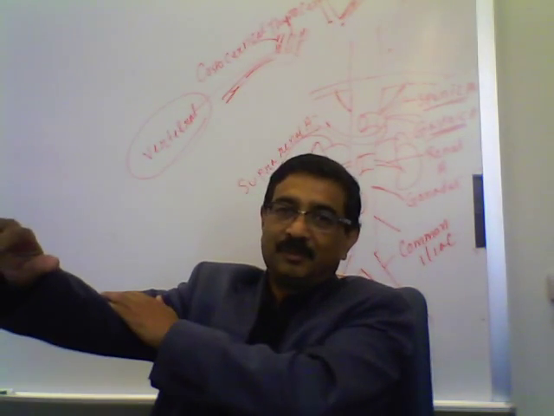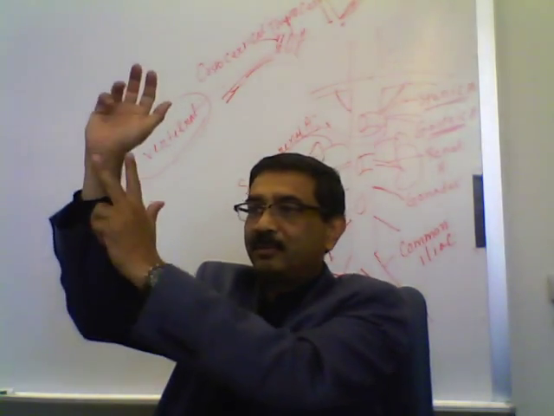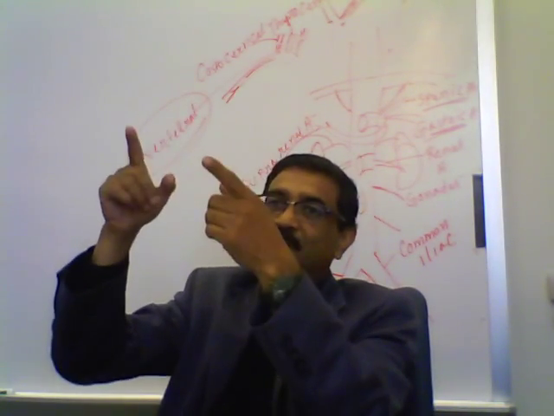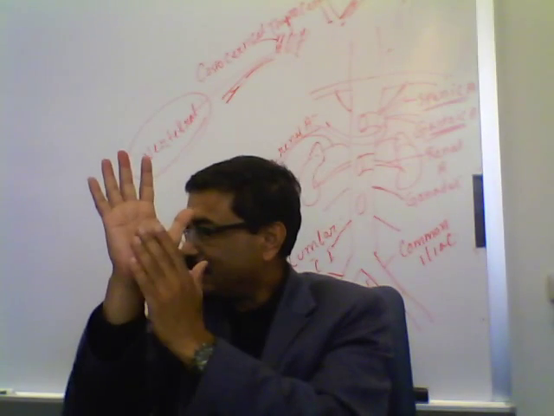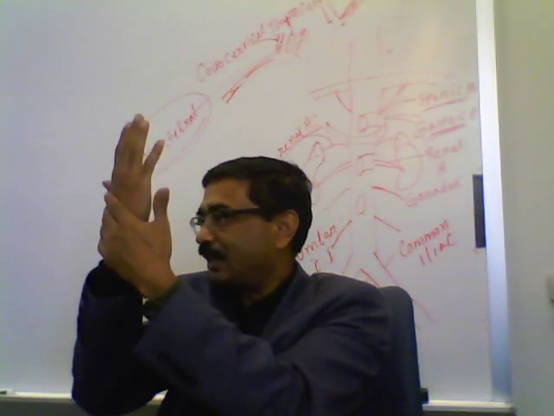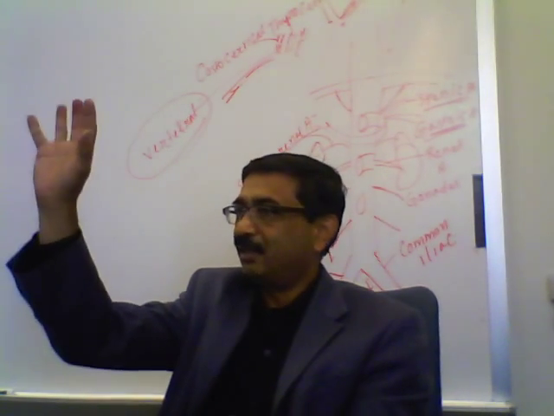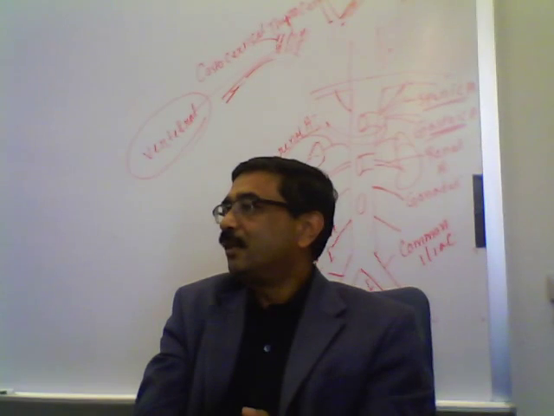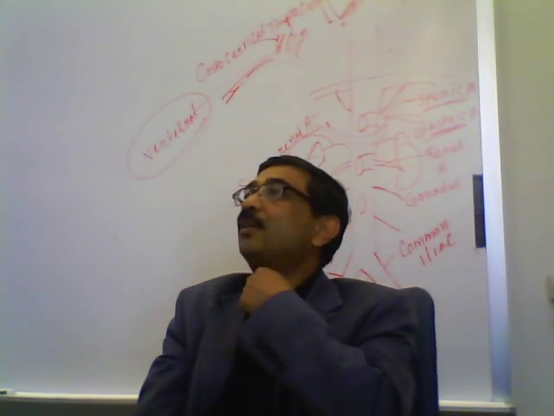Then arm. Then forearm. And in the palm, how many arches form? Two. Okay. Superficial and deep. Superficial in this side, deep in this side. And from there you have the digital arteries.